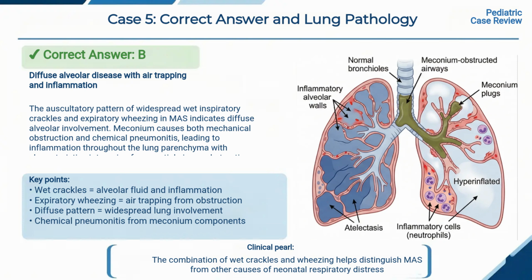Wet crackles indicate alveolar fluid and inflammation. Expiratory wheezing indicates air trapping from obstruction. A diffuse pattern indicates widespread lung involvement, and chemical pneumonitis arises from meconium components. A clinical pearl: the combination of wet crackles and wheezing together helps distinguish Meconium Aspiration Syndrome from other causes of neonatal respiratory distress. Case 6.